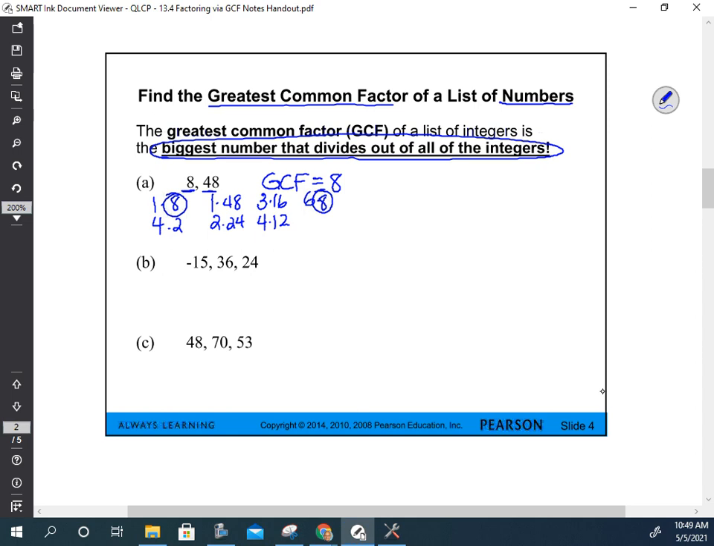Now, you do not have to list out the numbers. If you can figure out the biggest number that divides out, then by all means, don't list out the numbers the way I did. This is simply to visually show you how it works. Hopefully that makes sense. So, greatest common factor is 8.